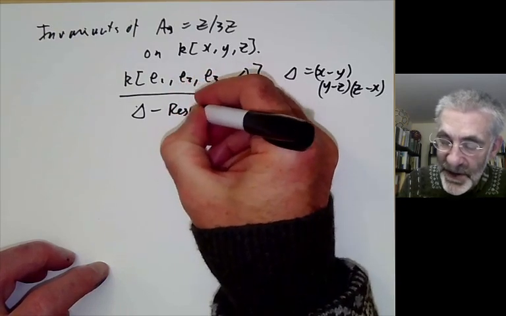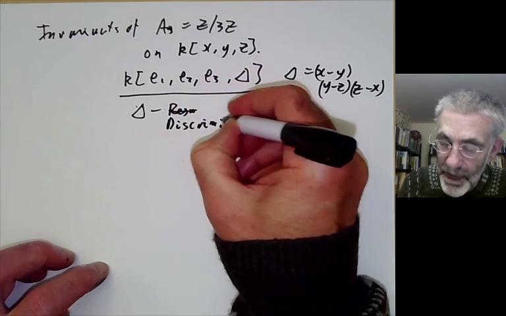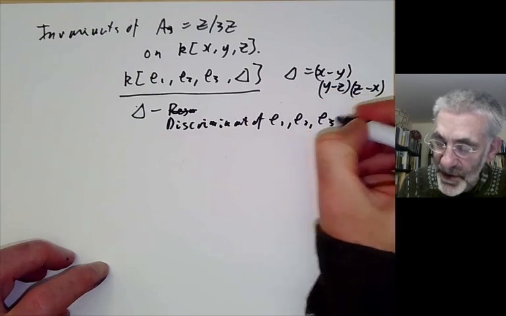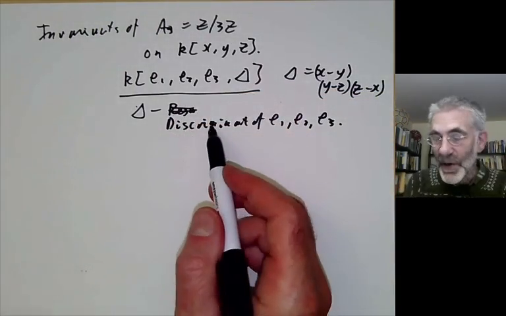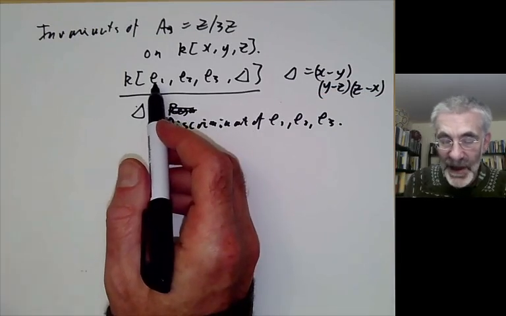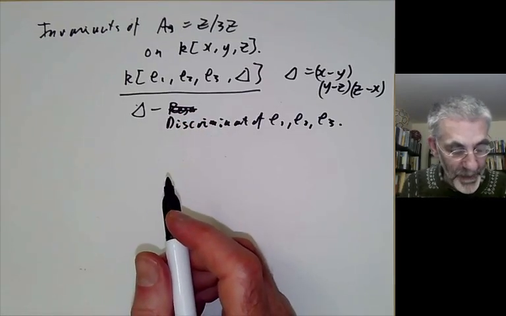It's just the resultant, sorry, not the resultant, the discriminant of E1, E2, and E3, which we've more or less shown how to work out before, at least if E1 is 0. We cheated slightly by setting E1 equals 0 to make the calculation easier.